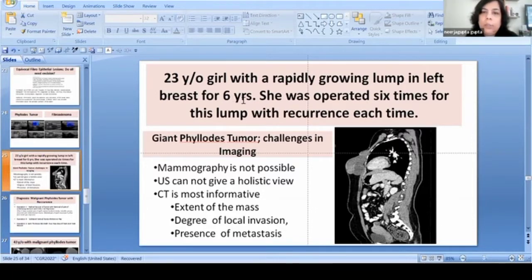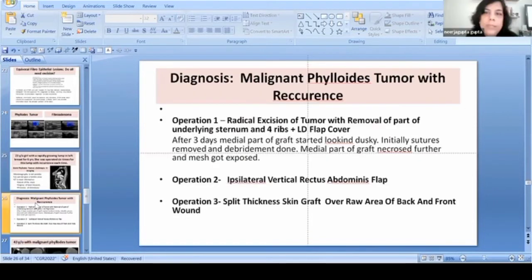She was a 23-year-old girl and she was having this mass since she was 17, and this was operated 6 times, believe it or not. And every time this lump would recur. And when she came to the institute, we first did a CT to see the extent of the mass, whether it is involving the underlying muscles, the skin, any metastases which were there. So the diagnosis was malignant phyllodes tumor based on the biopsy with recurrence, and she had to undergo multiple operations.